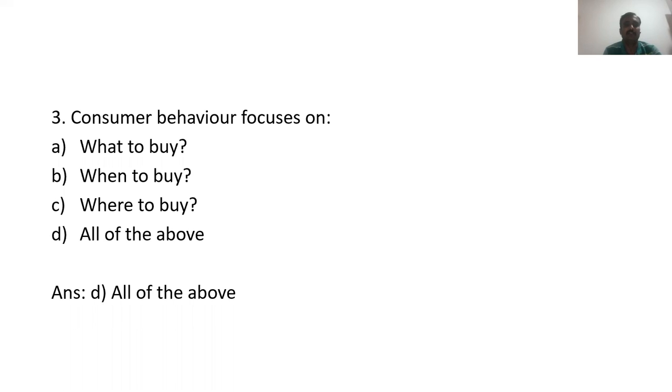When to buy means timing, seasonal products, at what time he is going to buy the products. That depends upon the requirements of the customer. And where to buy: the present day customer has various options to buy products and services, either physically or virtually. That depends upon the convenience of the consumers. So if a marketer answers all these questions, he can easily segment the market according to the tastes and preferences of the consumer. For this question, the answer is all of the above.